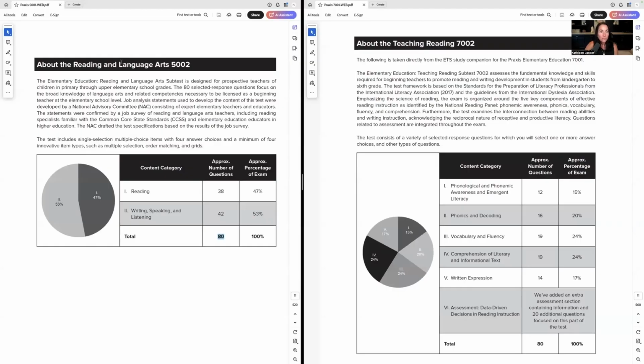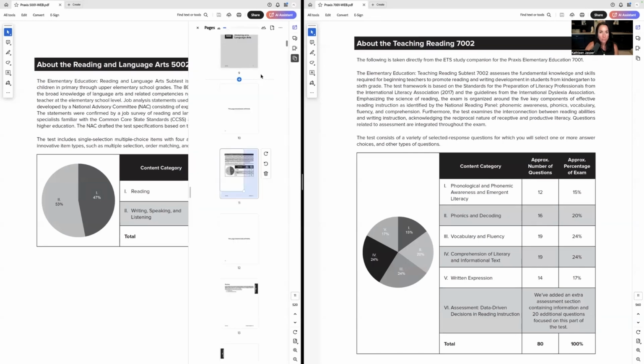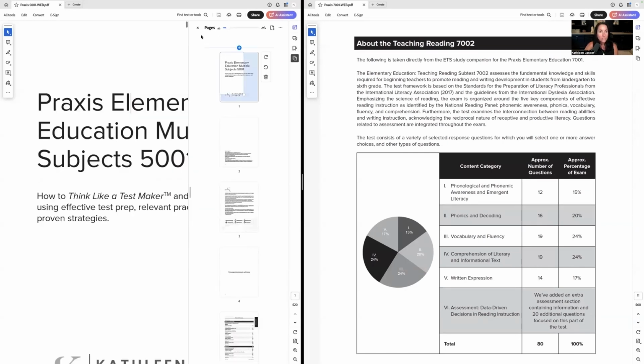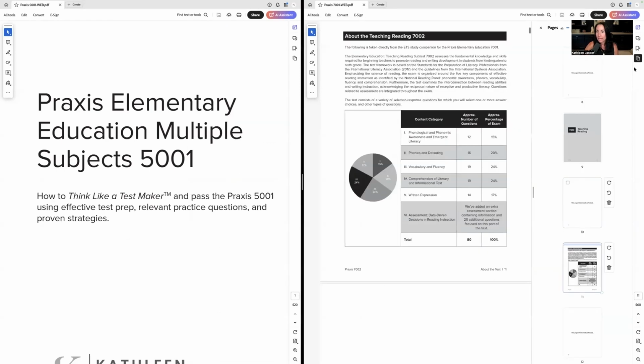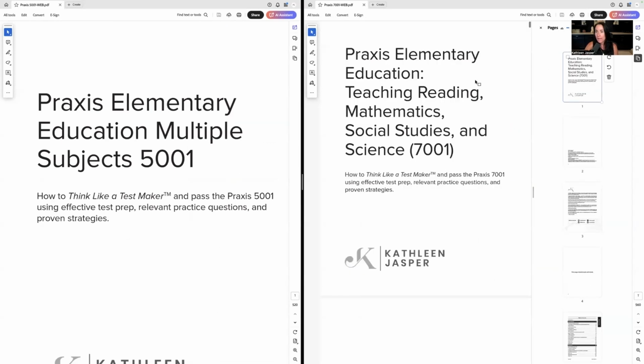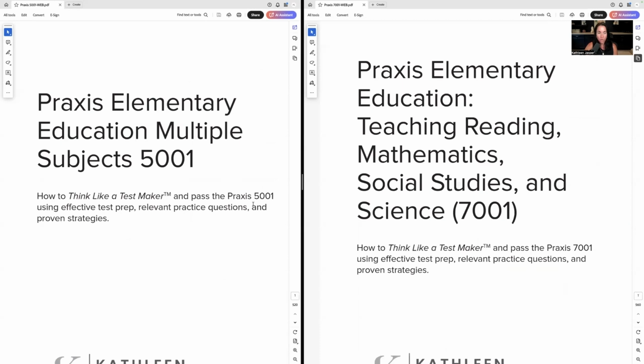So let's hop over to my presentation so I can show you the blueprints for both sections so you can compare and contrast and see how the tests are different. Over here on the left-hand side is my 5001 book. Let me just go up to the main page here. This is the 5001, and on the right-hand side, we have the 7001. Both are elementary education exams, but the 7001 is a new exam with some changes to the reading and language arts portion of the exam. Let me just show you here.